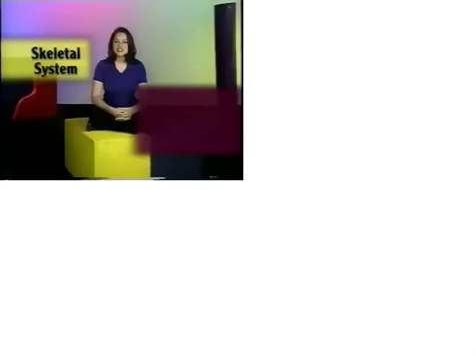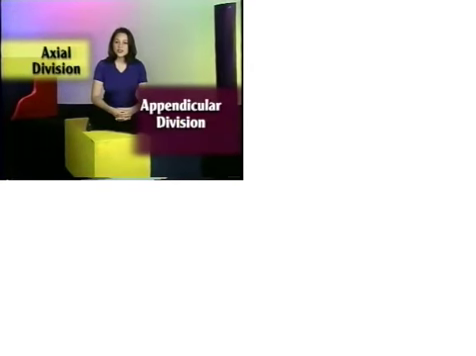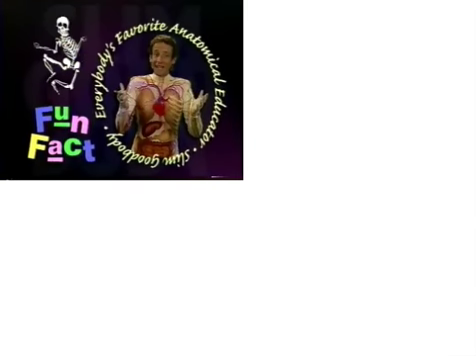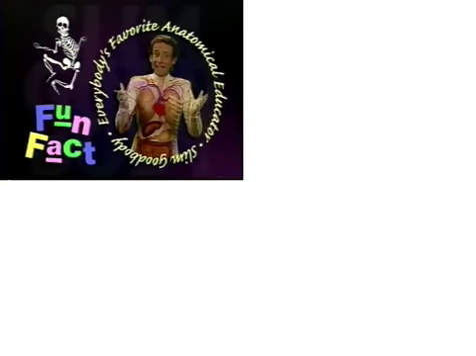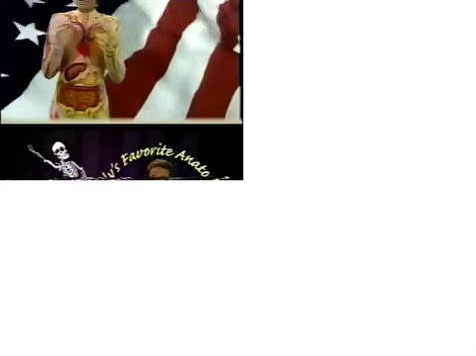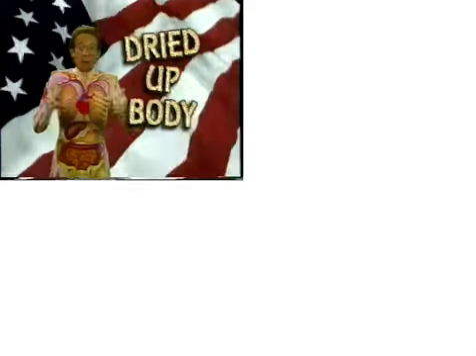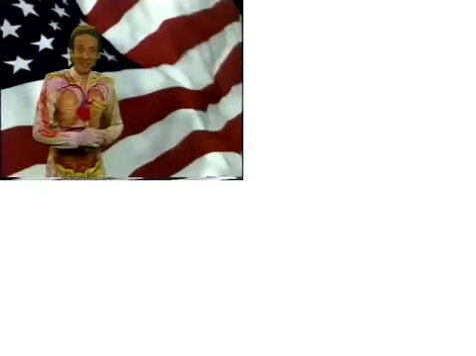The skeletal system as a whole can be broken down into two major divisions, the axial division and the appendicular division. The first part we'll look at is the axial division. Section A, the mighty axial skeleton. And now, an amusing fact from everybody's favorite anatomical educator, Slim Goodbody. Did you know that the word skeleton comes from a Greek word meaning dried up body? Dried up bodies are fun!